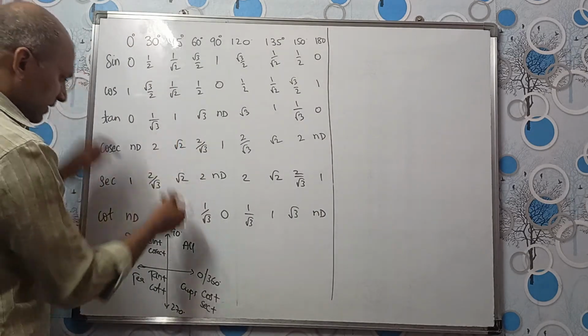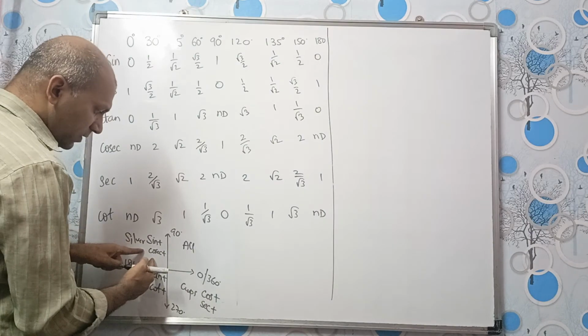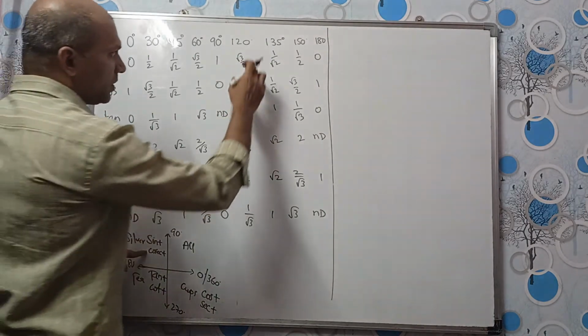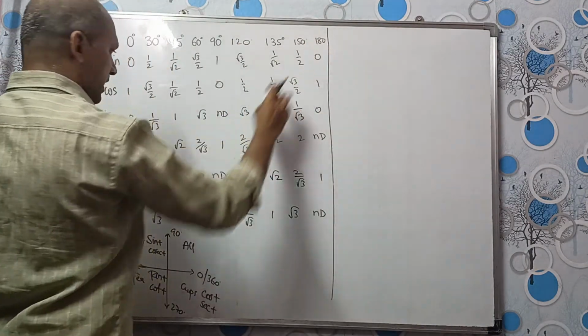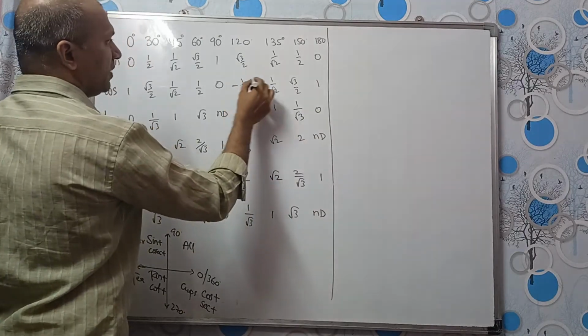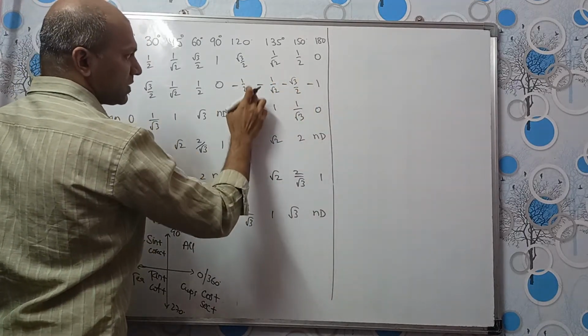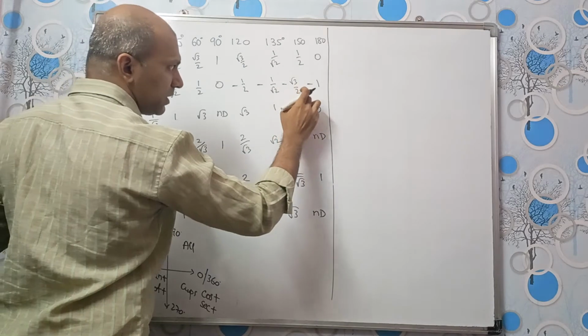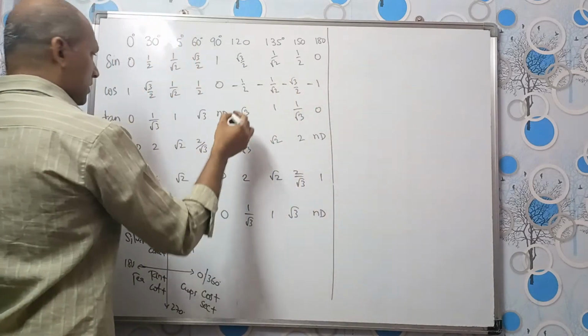We have studied that in the second quadrant, sine and cosecant will be positive. So sine positive and cosecant positive. The remaining will be negative values. So this is minus 1 by 2, minus 1 by root 2, minus root 3 by 2, minus 1.